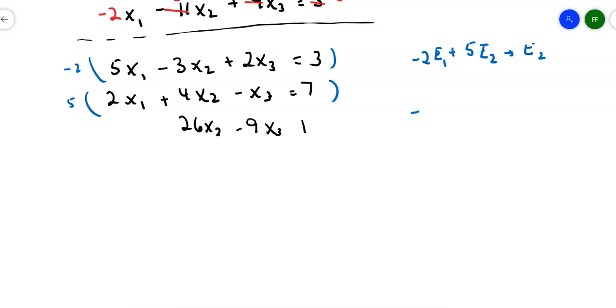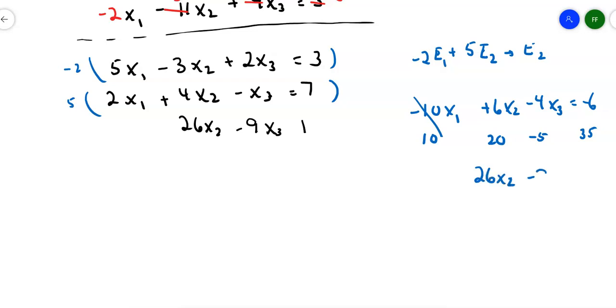All right, so this gives me a negative 10x sub 1 plus 6x sub 2 minus 4x sub 3 equals negative 6. And here I've got a 10, I got a 20, I got a negative 5, and I got a 35. You see I'm cheating and getting rid of those coefficients already. All right, add these things together. The x1s go away. I get a 26x sub 2 minus 9x sub 3 and a 29 over there.